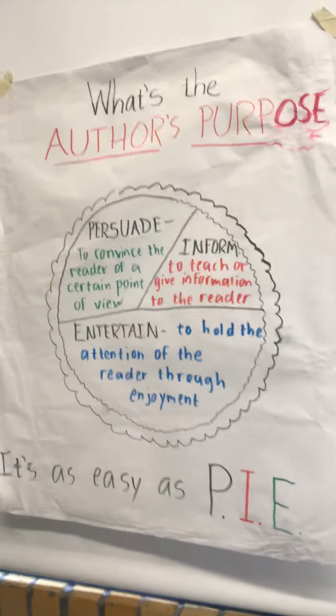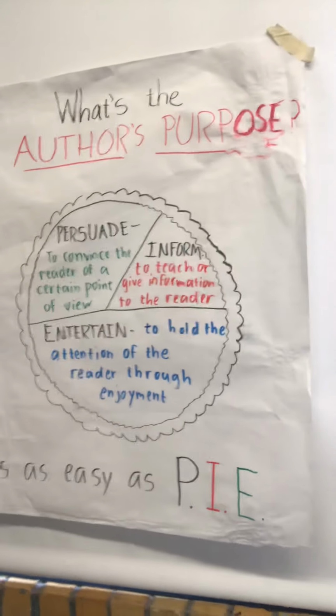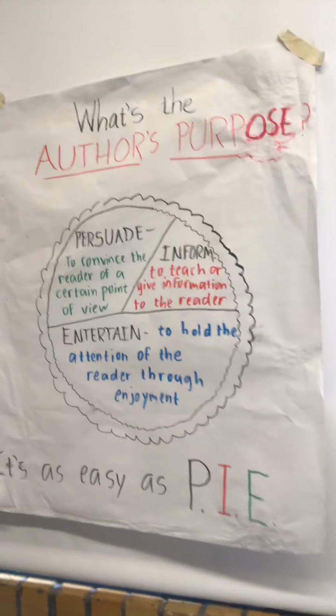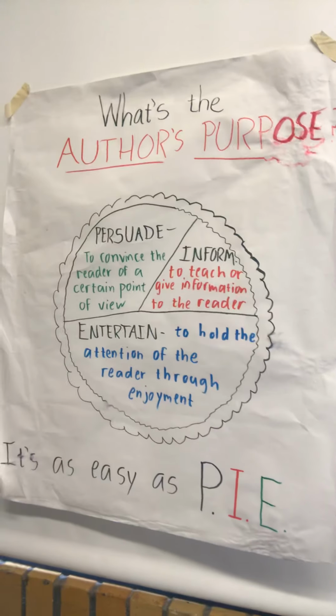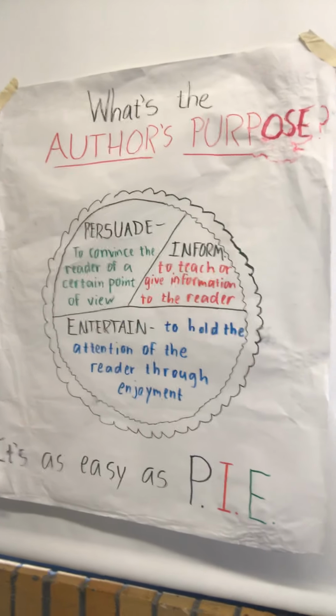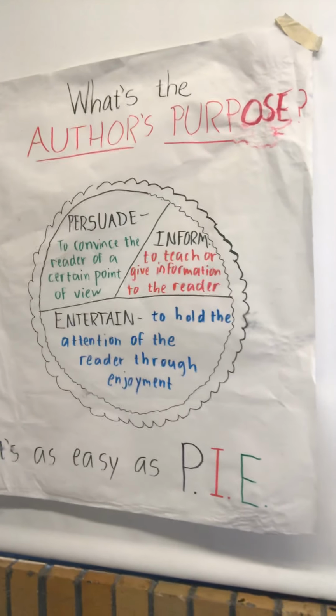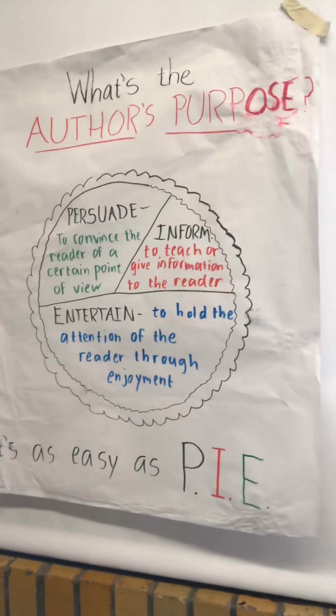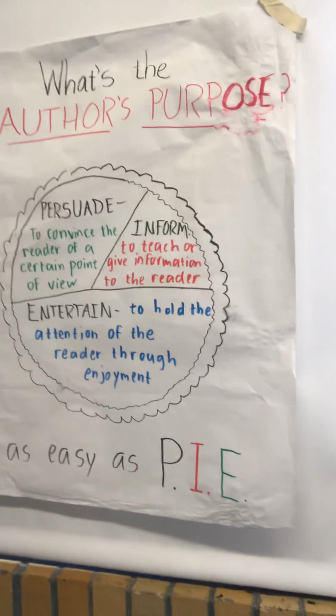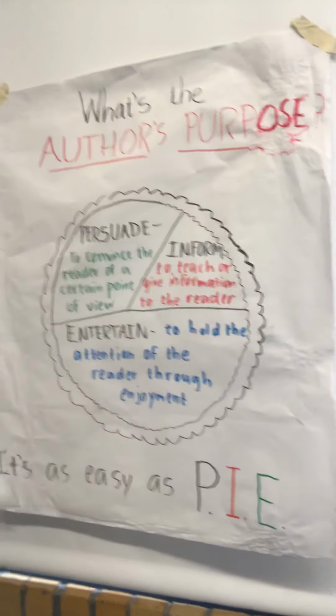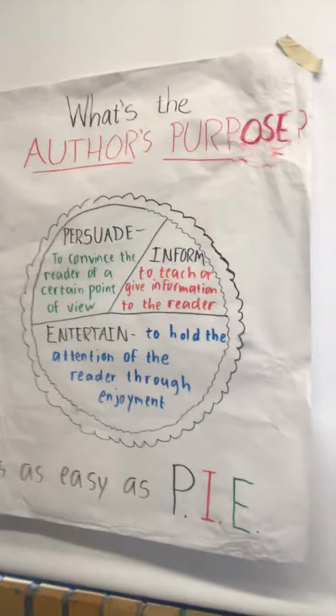Now, there are three different author's purposes that you're going to learn about in fourth grade. One is called persuade. That's when you try to convince the reader of a certain point of view. Usually you'll see that in television advertisement, or a politician is trying to get you to vote for them. You won't see that very often when we're doing books here at school.